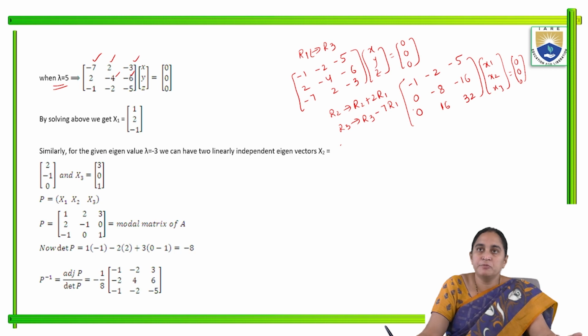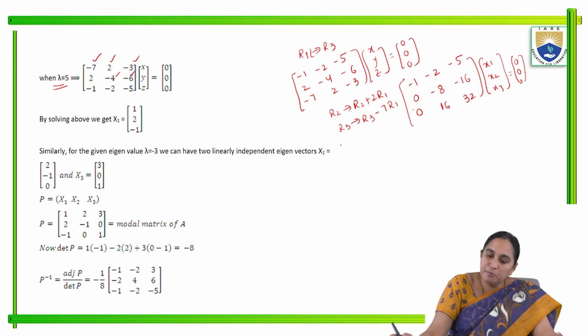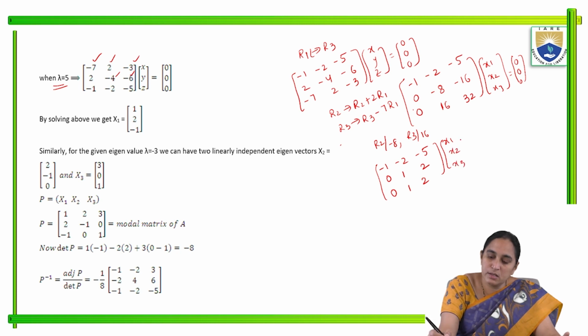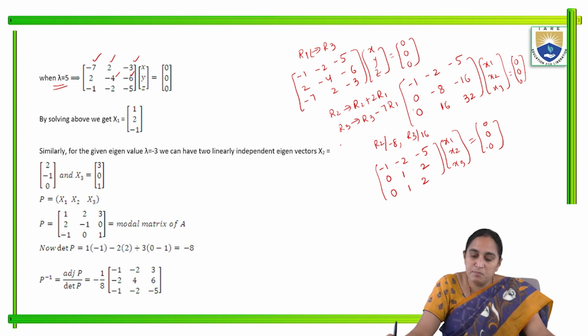Is there any common term after applying the row operations? Here I am applying R2 divided by -8 and R3 divided by 16. That is -1, -2, -5, 0, 1, 2, 0, 1, 2, into x1, x2, x3 is equal to 0, 0, 0. I'm taking -8 common from R2 and 16 common from R3.